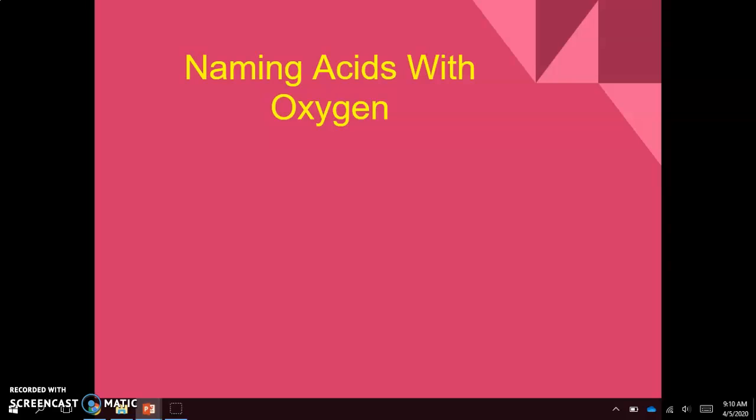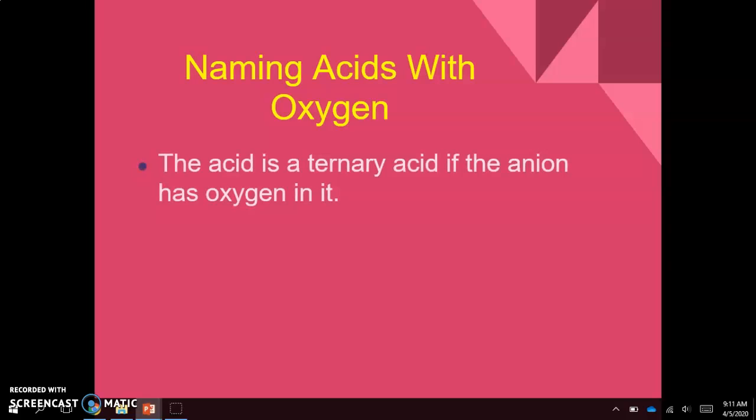Okay, so those were acids that did not contain oxygen. Now what happens if an acid does contain oxygen? There's going to be some different rules that we're going to follow here. So the acid is called a ternary acid if the anion has oxygen in it. So we're looking at acids where hydrogen is attached to oxygen, and these are going to be actually polyatomics.